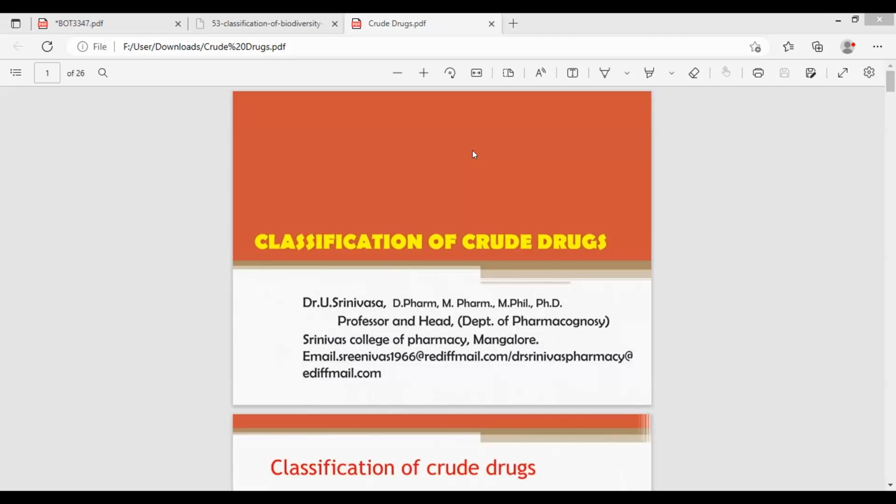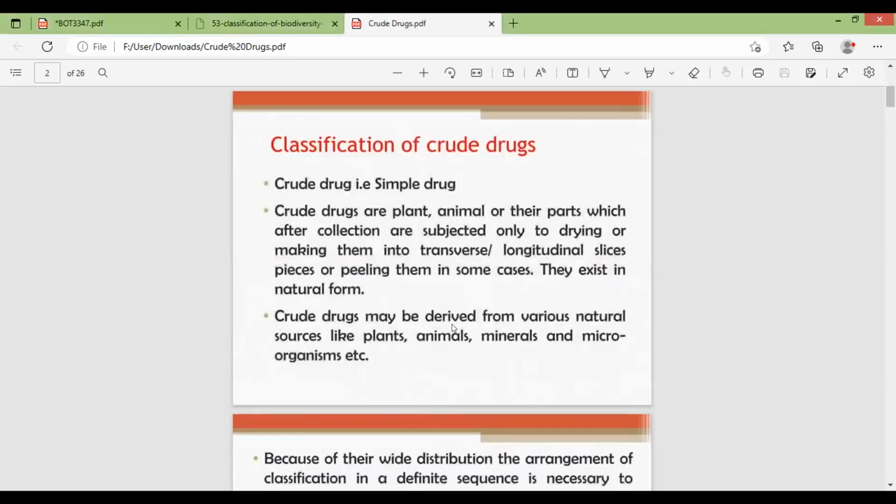For example, something like quinine. We know quinine is obtained from the bark of the Cinchona species, right? So if I take that bark and I just cut it into small pieces, that's my, you can think of it as, that's my crude drug, okay? I haven't modified it in any way. I haven't done anything to it per se.